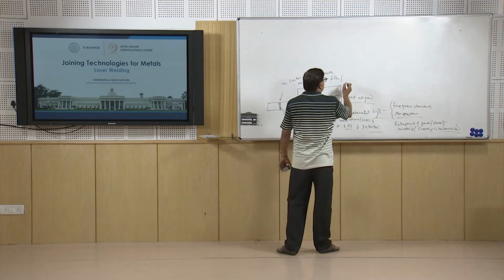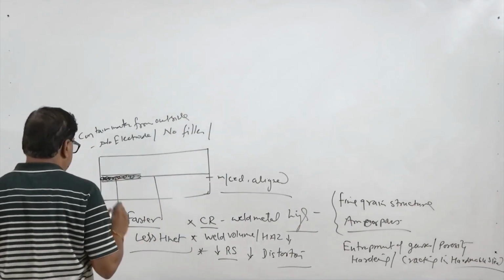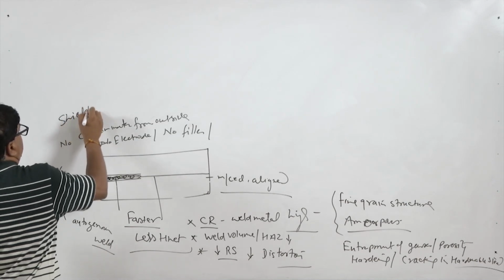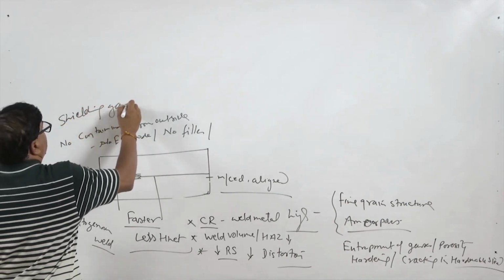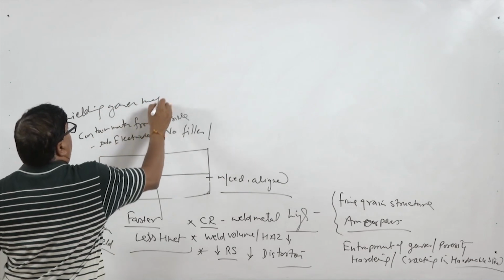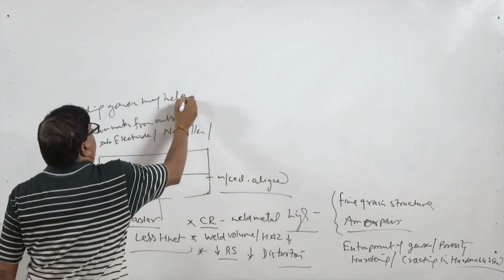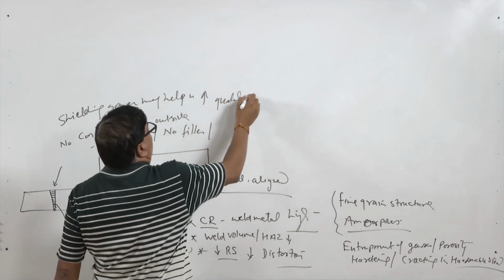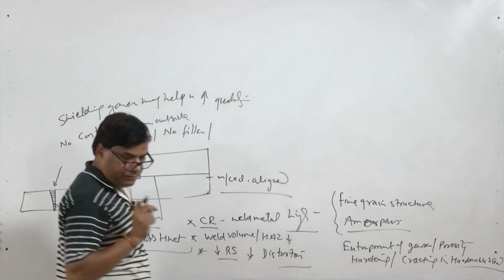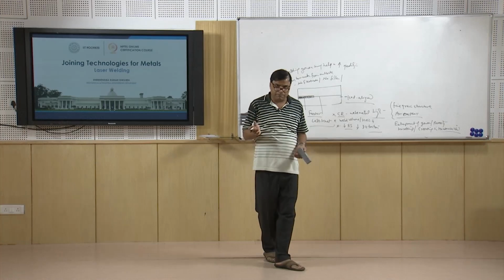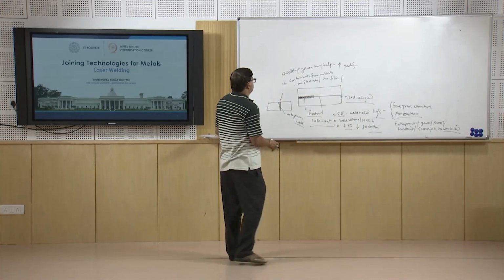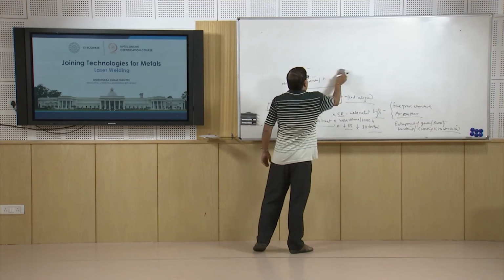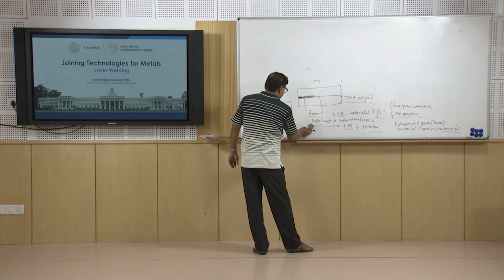However, for good quality purposes, we may use shielding gases. Shielding gases may help in improving the quality of the weld joint by avoiding the interaction of the atmospheric gases with the molten metal. So, these are some of the positives of laser welding.